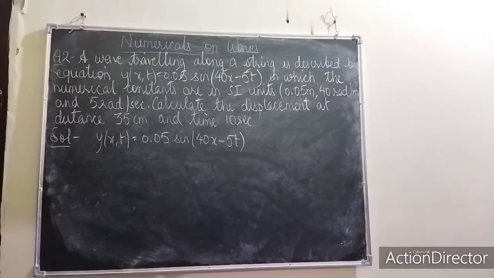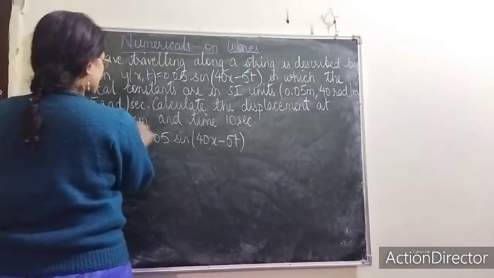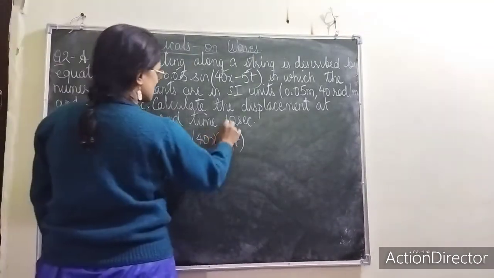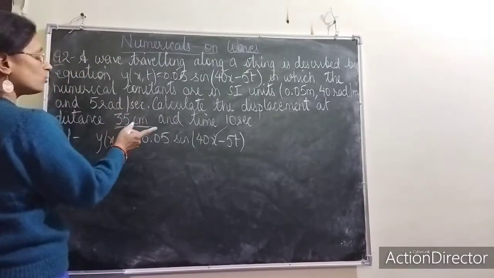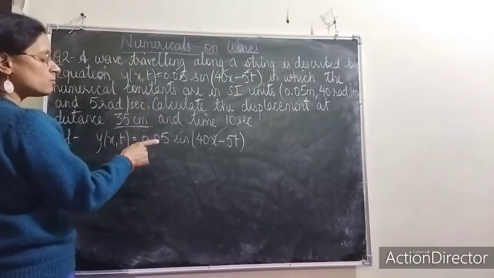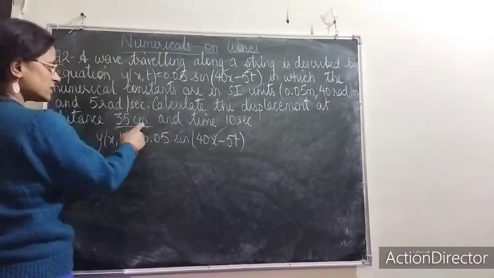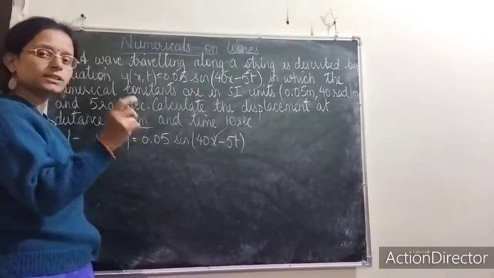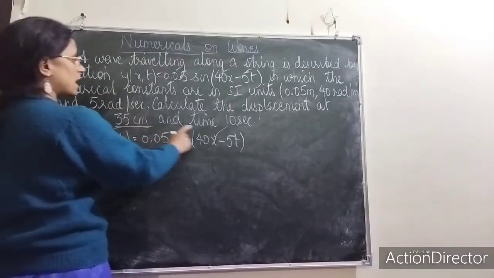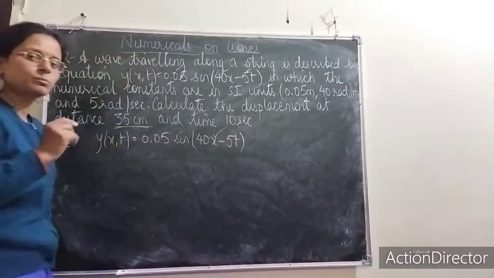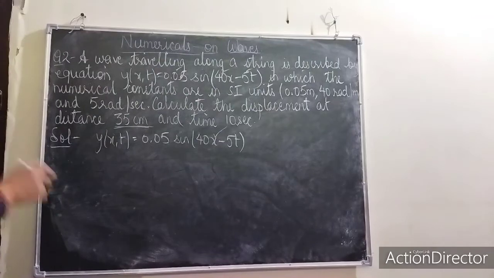So we have to find out the displacement at the distance of 35 centimeter. It means that here the distance means the value of x we will substitute, and that too we will substitute in one unit only, either MKS or CGS, since they have written centimeter here. And time is 10 seconds. So particularly for 10 seconds we have to find.